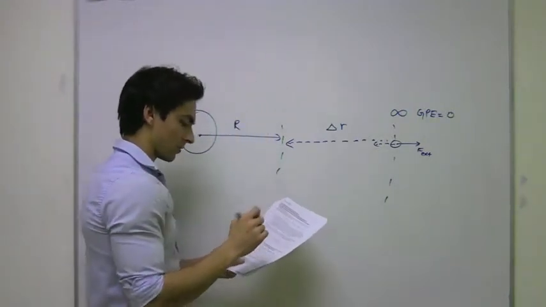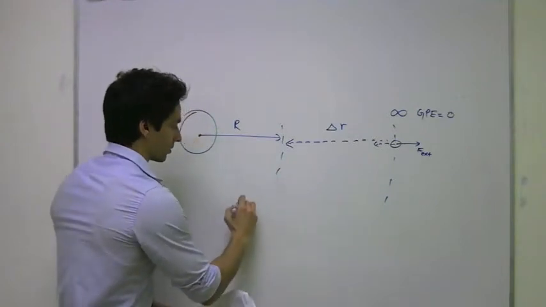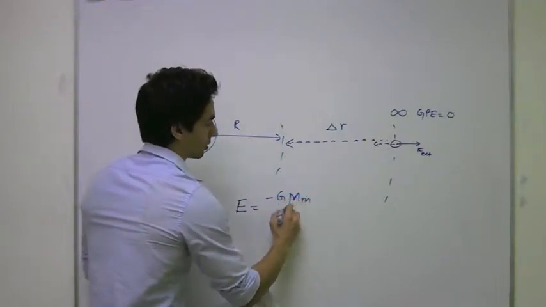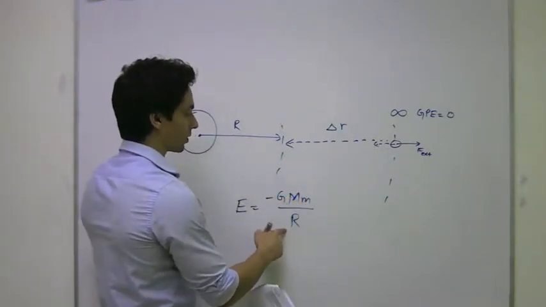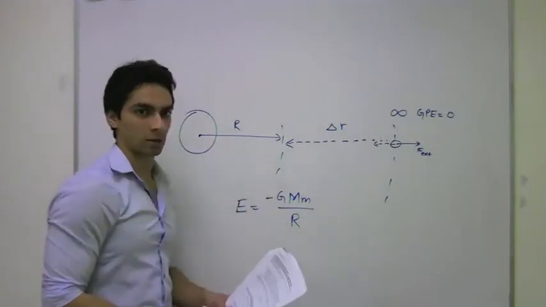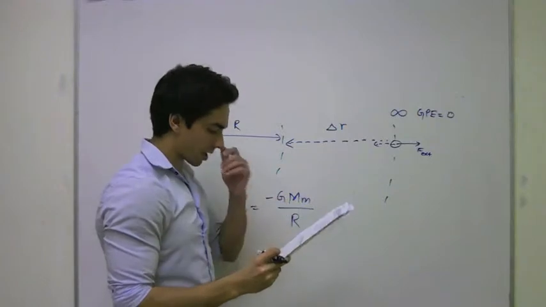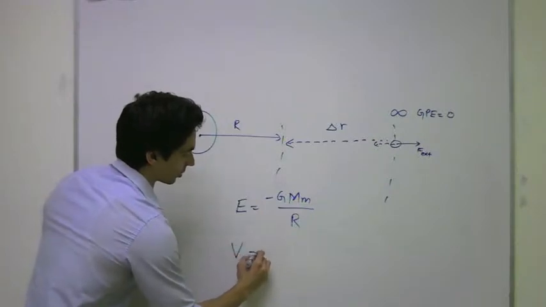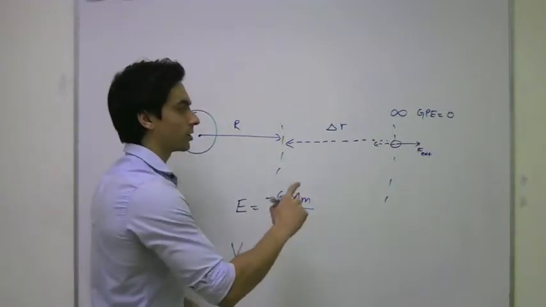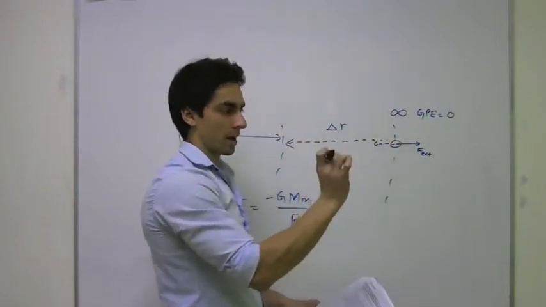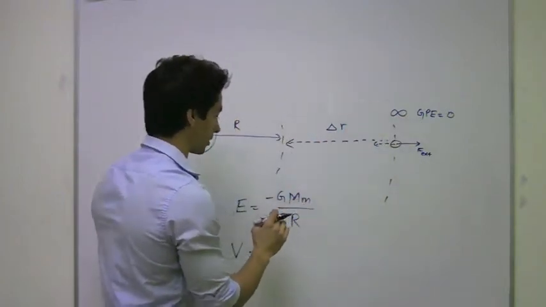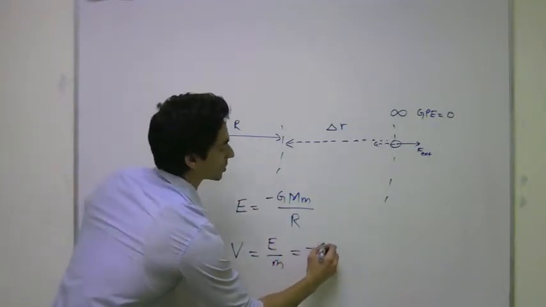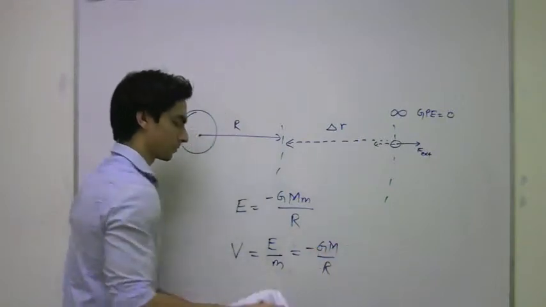Now, a derivation of this is given on page 9, which leads to the result that the gravitational potential energy at any point in a gravitational field is given by minus GMm over r, where r is the distance from the center of the planet to that point. Gravitational potential is defined as the amount of work done by an external agent on a unit mass in bringing it from infinity to that point in the field. So that would simply be the gravitational potential energy divided by the mass of the object, which gives you minus GM over r.